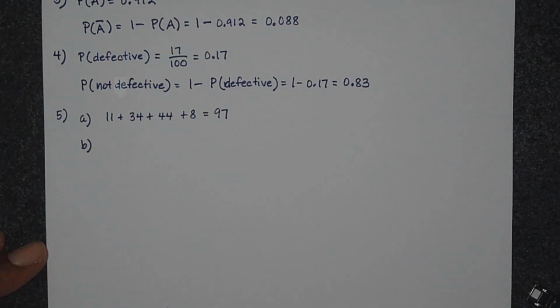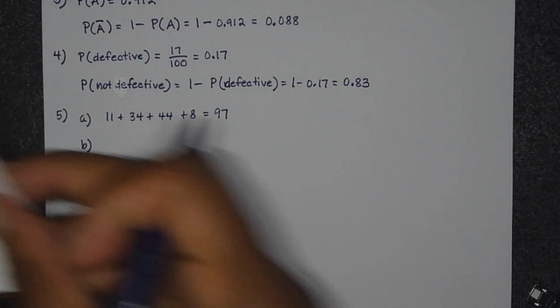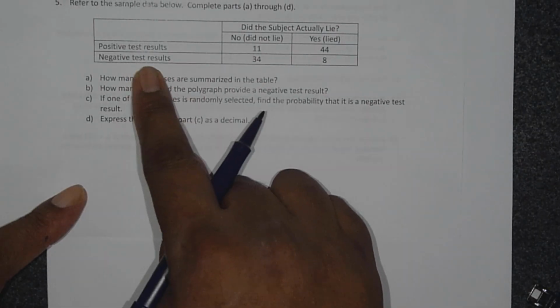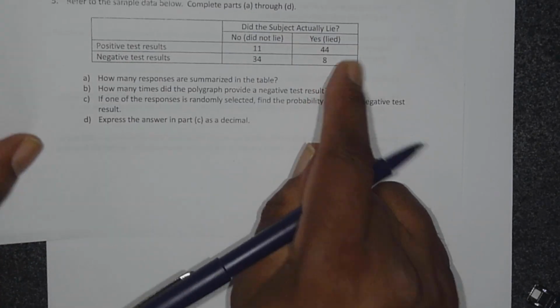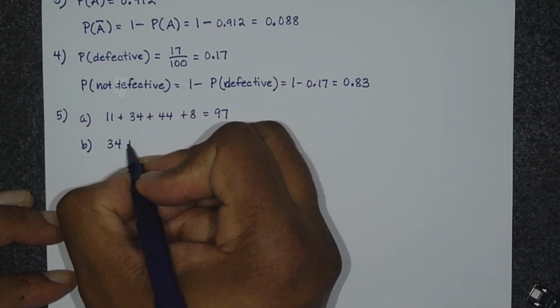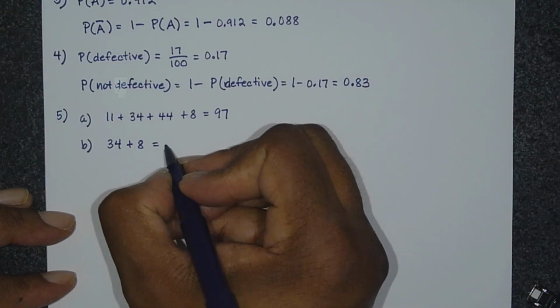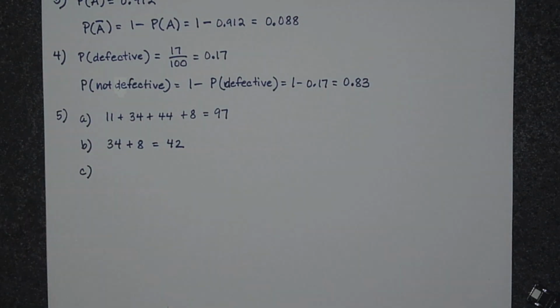Now, part B, how many times did the polygraph provide a negative test result? Here are the negative test results, the 34 and 8. So we just add those two numbers together. 34 plus 8, 42. So all of that was part B.